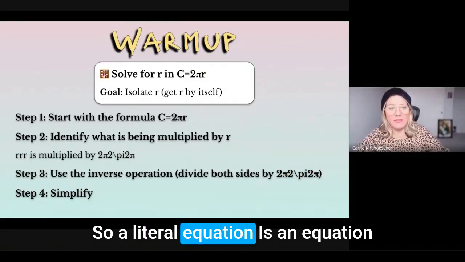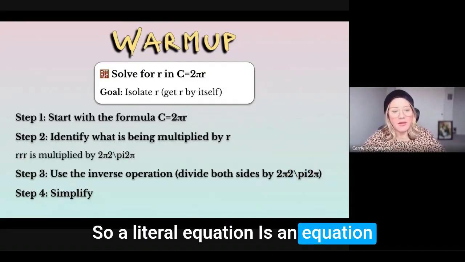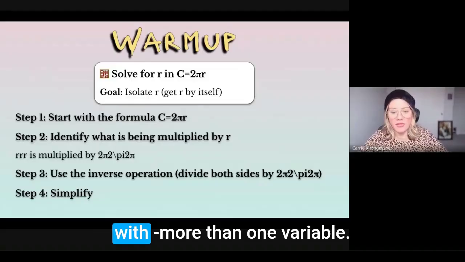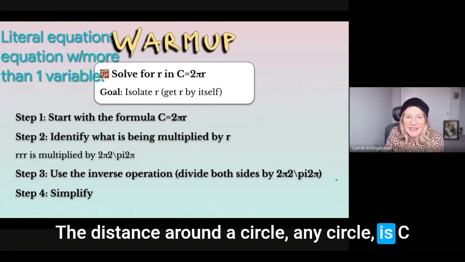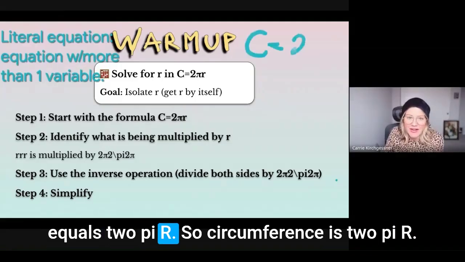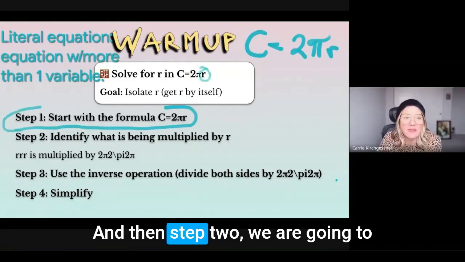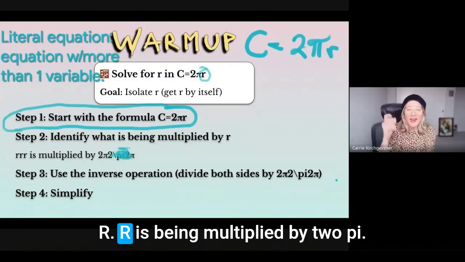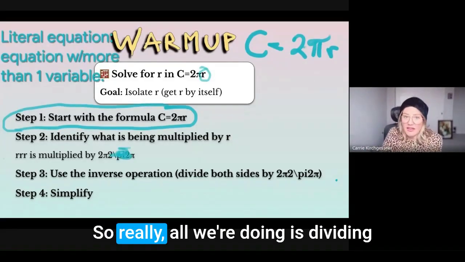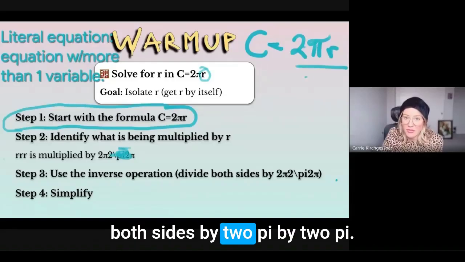So a literal equation is an equation with more than one variable. The distance around a circle, any circle, is C equals 2 pi r. So circumference is 2 pi r. And then step 2, we are going to identify what is being multiplied by r. R is being multiplied by 2 pi. So really all we're doing is dividing both sides by 2 pi.